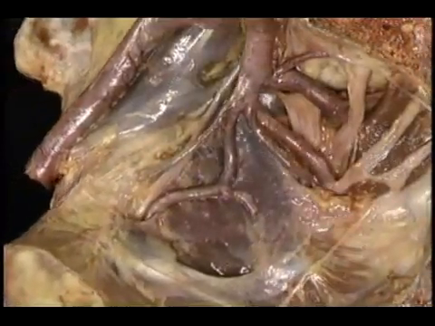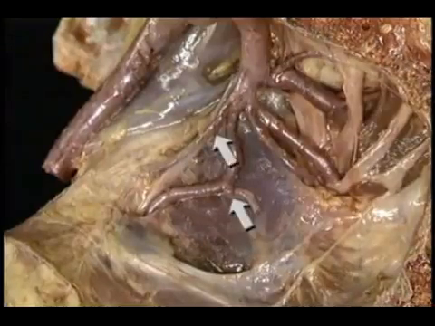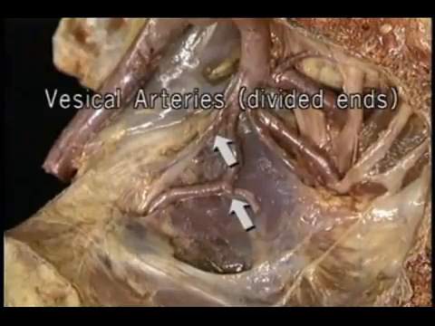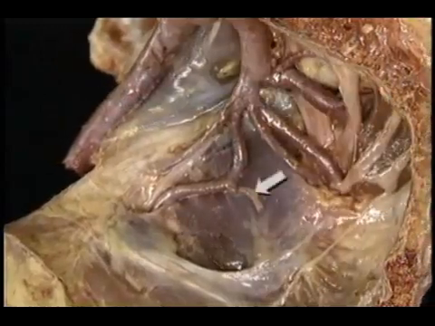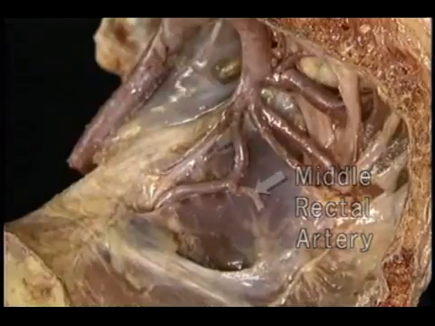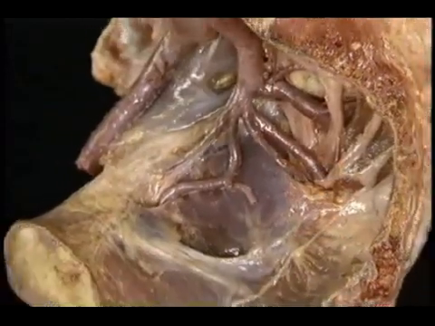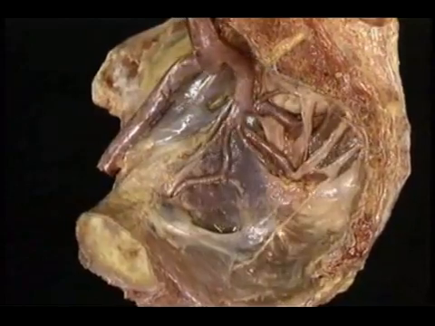Branches to the pelvic organs arise in a widely varying fashion. These are the divided ends of the vesical arteries, superior and inferior, which supply the bladder. This is the middle rectal artery, which supplies the lower part of the rectum. In the female, the uterine arteries also arise, directly or indirectly, from the internal iliac.